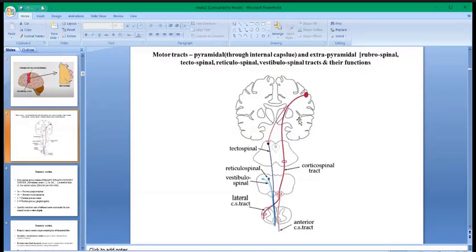So about motor tracts, again I have told, this is the pyramidal tract. These are the extrapyramidal tracts. The pyramidal tract is for skillful movement, the extrapyramidal tract for gross movement. Right? Up to this clear? Yes, sir. Okay.